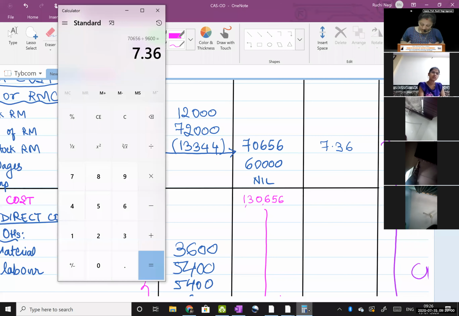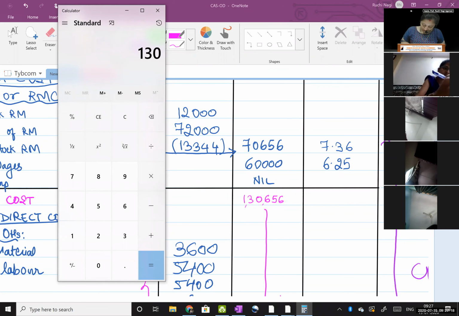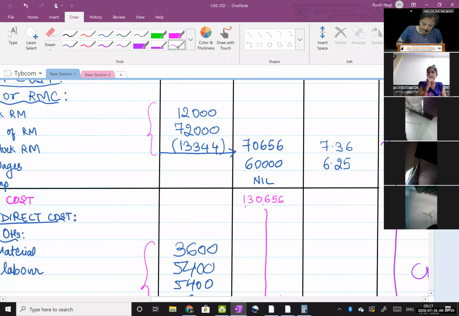Next, direct wages, 60,000. 60,000 divided by units produced, 9,600. 6.25. So right here, 6.25. Like that, keep doing till cost of production. Next, prime cost, 1,30,656 divided by 9,600 units produced, 13.61. Write it here, 13.61. Keep doing this till cost of production.